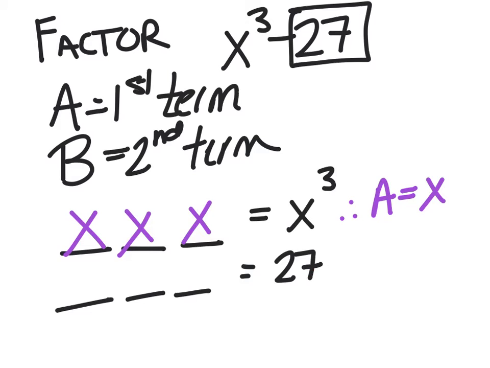Well, all you've got to do is start at the beginning of the numbers. Is it 1 times 1 times 1? Of course not. How about 2 times 2 times 2? Let's check. 2 times 2 is 4, times 2 is 8. That's not 27. How about 3 times 3 times 3? 3 times 3 is 9, times 3 is 27. There we go. Therefore, your B value must be 3. Once you've identified A and B, this really isn't that hard. The hardest part is just saying who's A and who's B.